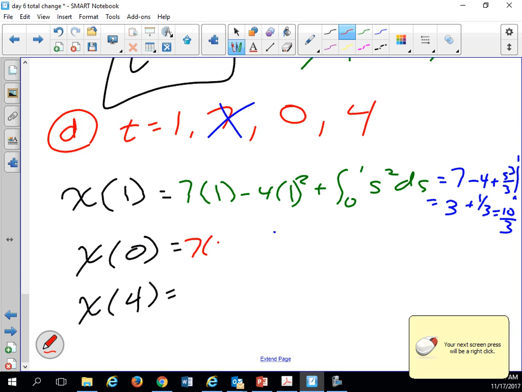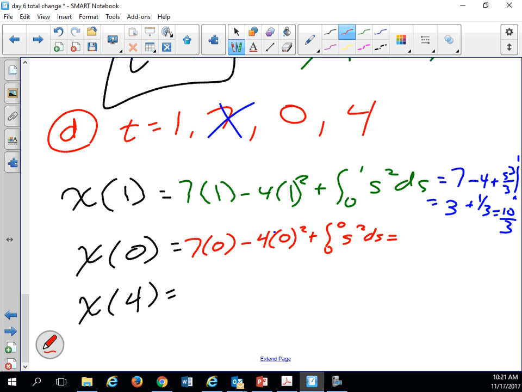x of 0 would be 7 times 0 minus 4 times 0 squared plus the integral from 0 to 0 of s squared ds. Again, what's the integral from 0 to 0? 0. How do I know that it's in the same interval? Because the original problem is only defined between 0 and 4. That's why I'm throwing out 7, because the original problem doesn't even go up to 7. This gives you 0 minus 0, and any number to itself is still 0, since no area exists.